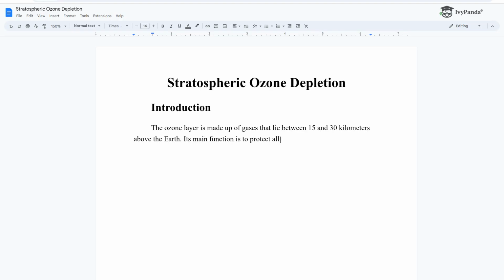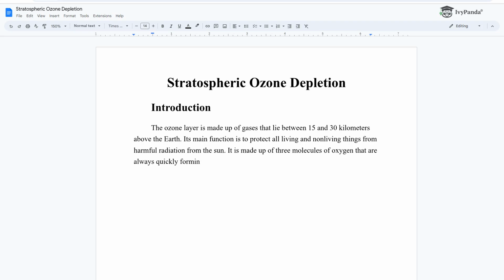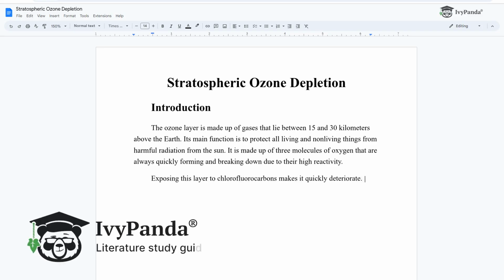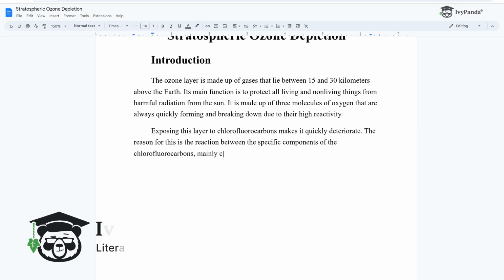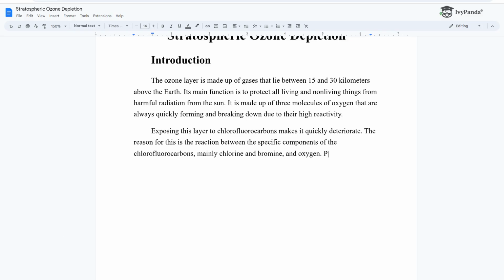Its main function is to protect all living and non-living things from harmful radiation from the sun. It is made up of 3 molecules of oxygen that are always quickly forming and breaking down due to their high reactivity. Exposing this layer to chlorofluorocarbons makes it quickly deteriorate. The reason for this is the reaction between the specific components of the chlorofluorocarbons, mainly chlorine and bromine, and oxygen.